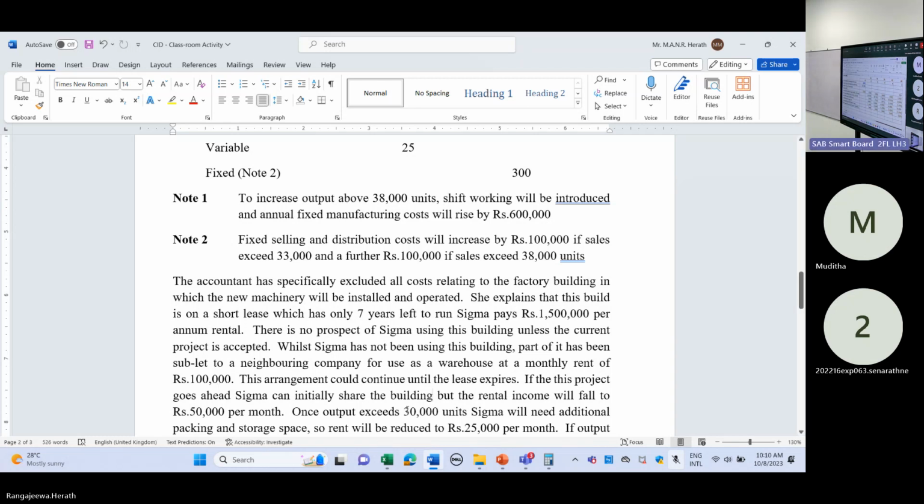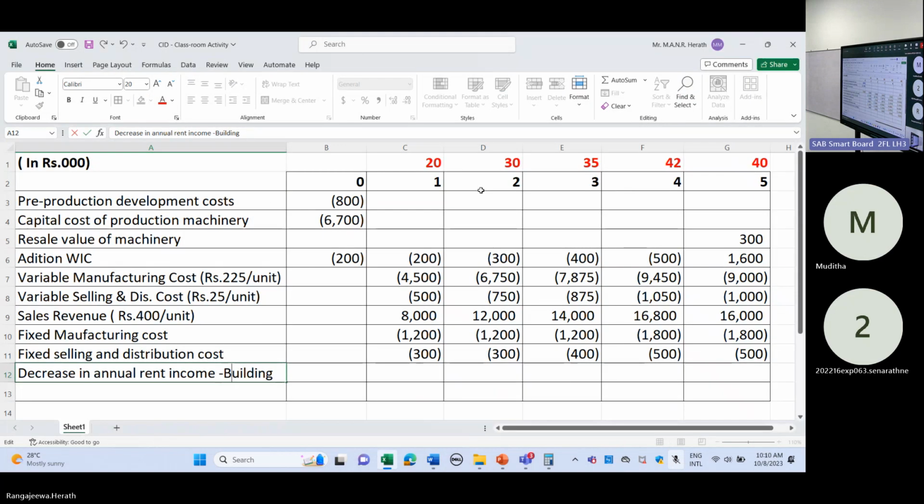Once output exceeds 30,000 units, Sigma will need additional packing and storage space, so rent will reduce to 25,000 per month. Right. So in the first year and the second year, the decrease is 50 into 12, 600, which is half of 1,200. We lose half. This opportunity cost was explained differently. Right? Decrease in the rent income, opportunity cost of using the building.